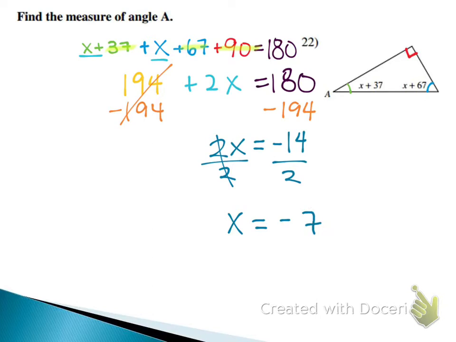We want to find the measure of angle A. So we got to plug it in for x. So negative 7 plus 37 is 30 degrees. It's a popular number. Question on this one.